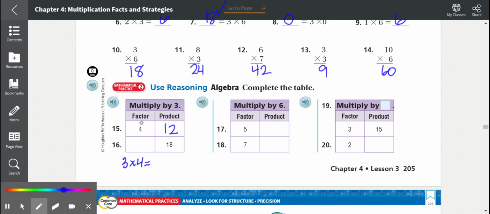So this next one, you're missing a factor. We know that we're timesing by 3, so it's like blank times 3 equals, and here we do have our product, 12. Well, if 3 times 4 is 12, then what number would have to go here to make it times 3 equals 12? 4.